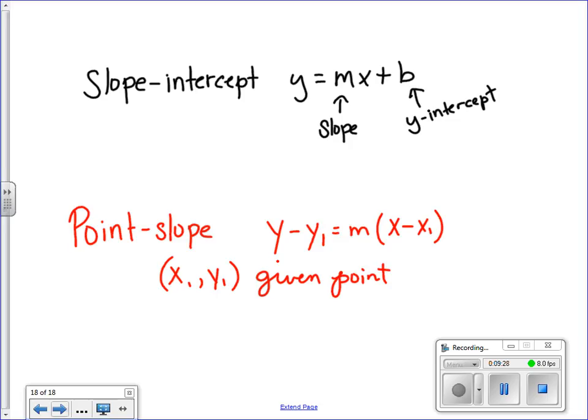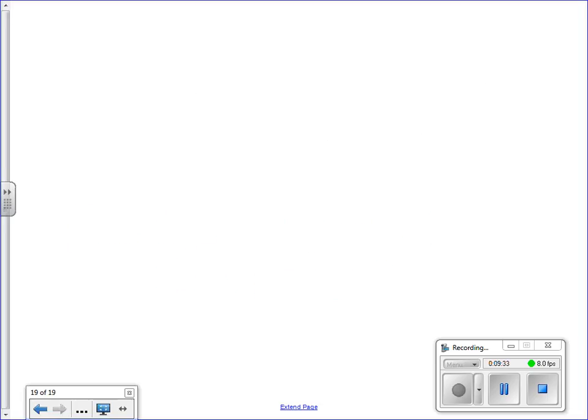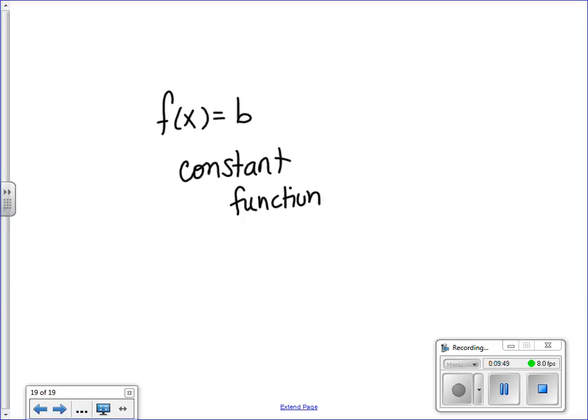Okay, constant function. A constant function is just y equals a number, just like your y-intercept. There's no slope. That's a constant function. Graph, it's a horizontal line. People are like, oh, it's a straight line. They're all straight. That's why they're lines, okay? This is a horizontal line.